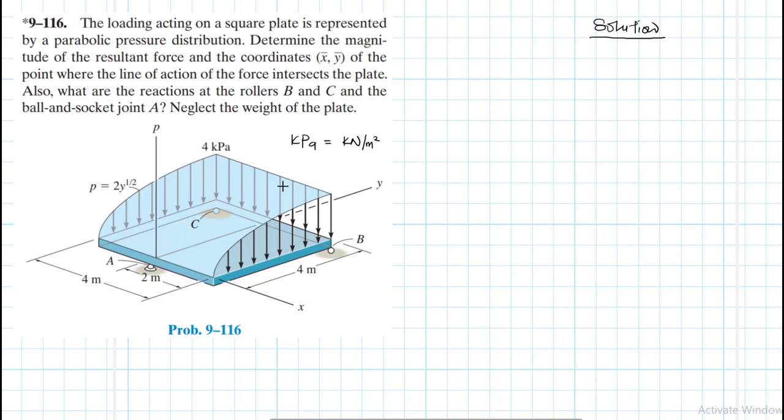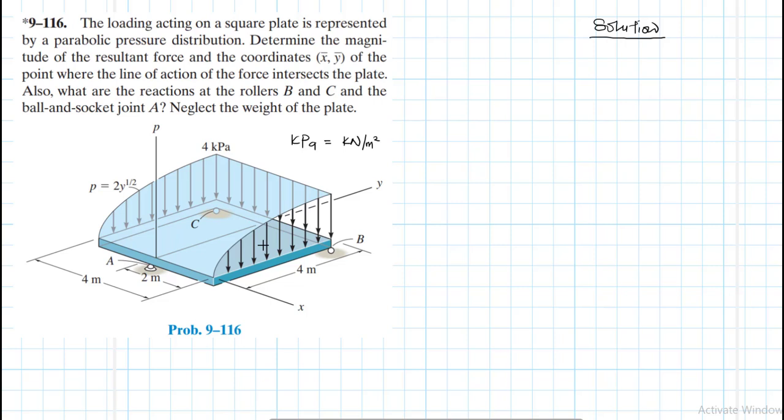We are being asked to determine the magnitude of the resultant force and the coordinates x bar, y bar. That is where the equivalent resultant force will be located on the xy plane. We are also being asked to determine the reaction forces at the rollers B and C and the ball and socket at A. Okay, so this is a 3D finding the centroid problem. In this case, the only thing we have is just some pressure which is parabolic in shape.